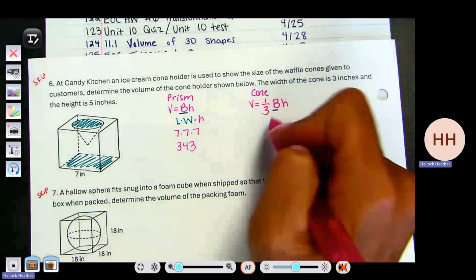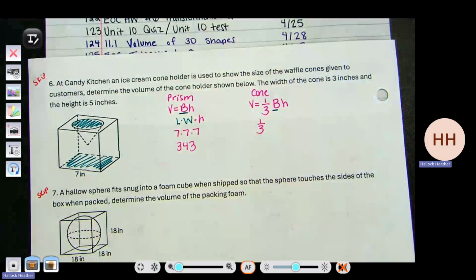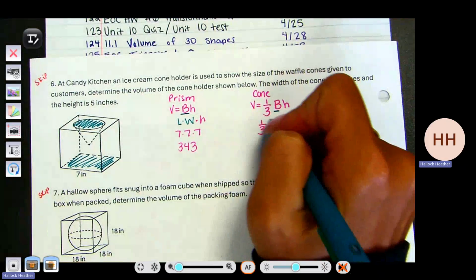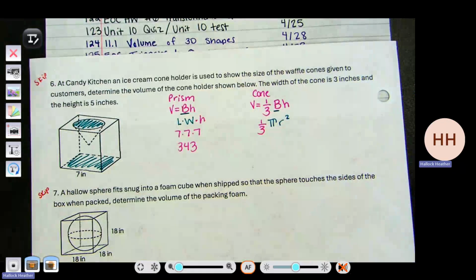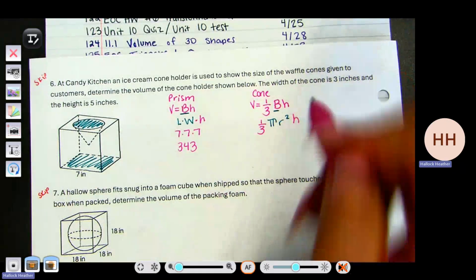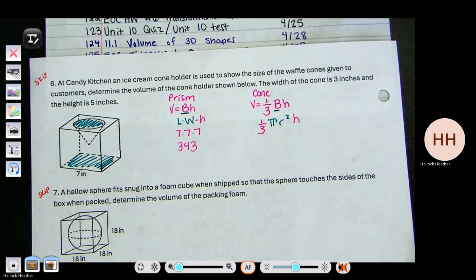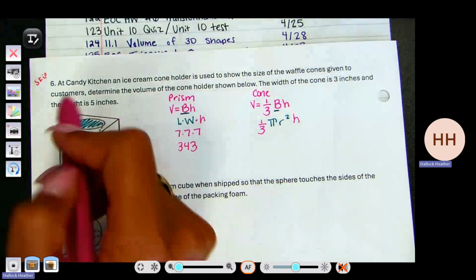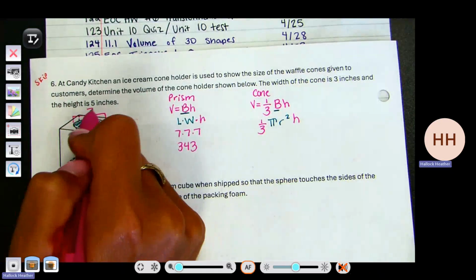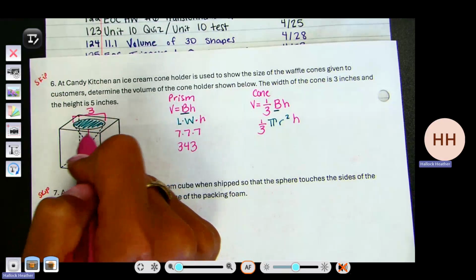And it's all on the formula sheet. You don't need to remember it. I'm replacing big B with pi r squared. I'm still timesing by height in the back. So the numbers are given in the sentence. It says the width of the cone is 3. The height of the cone is 5.